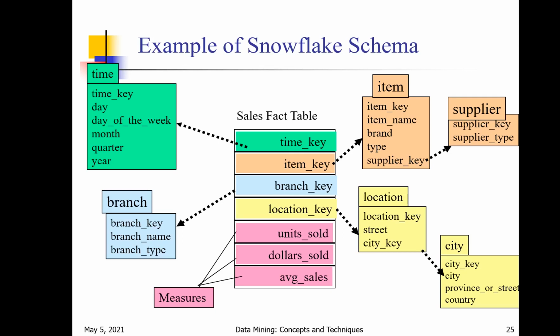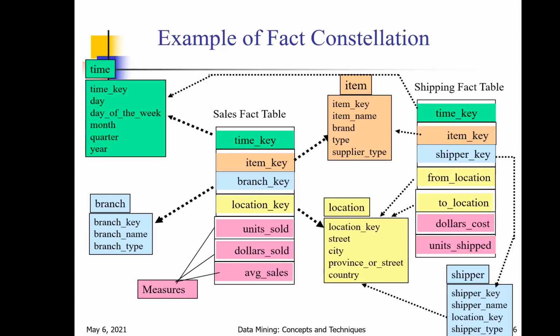Next, we will see an example of the fact constellation schema. As shown in the figure, we have two fact tables: the sales fact table and the shipping fact table. For the sales fact table, as in the previous star schema and snowflake schema, it is the same here. These are the dimension tables: time, item, branch, location. These four are the dimension tables.